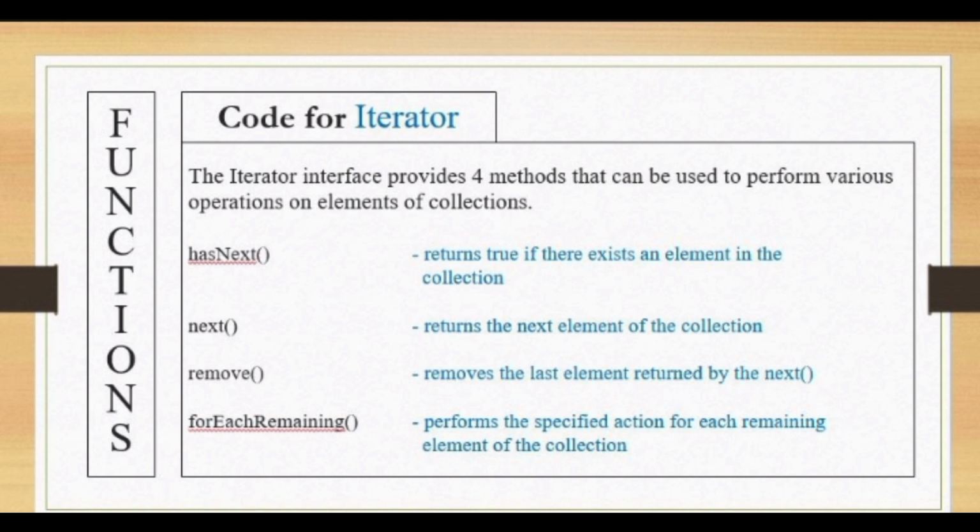Remove. This method removes the last element that was returned by next. It can only be called once per call to next. And the final is forEachRemaining, a more recent addition to the iterator interface, and it allows you to perform an action on all the remaining elements in the collection using a lambda expression or a method reference.